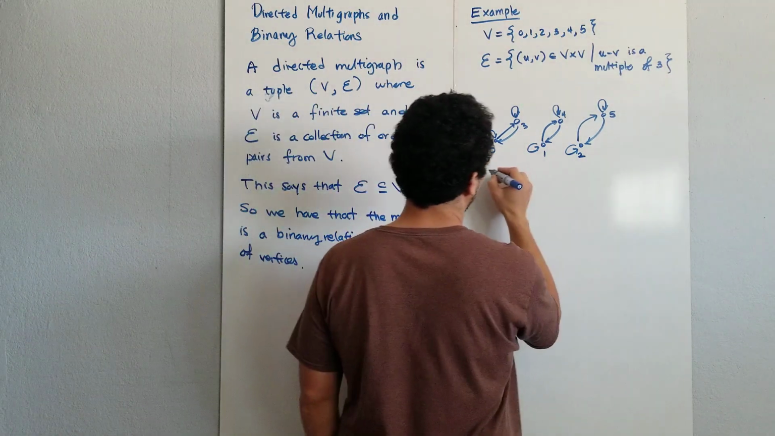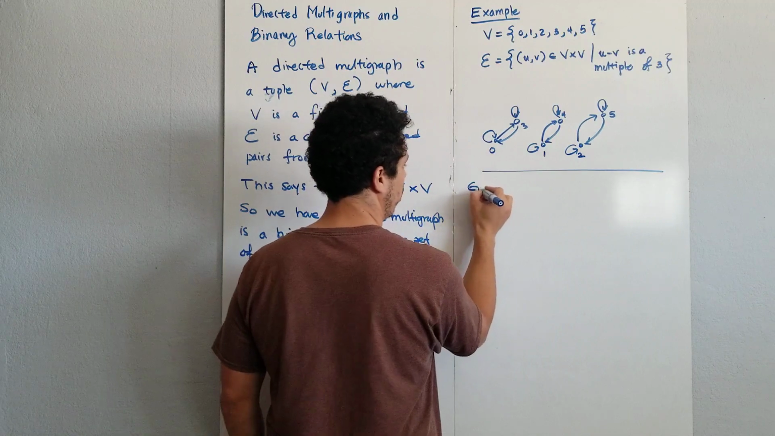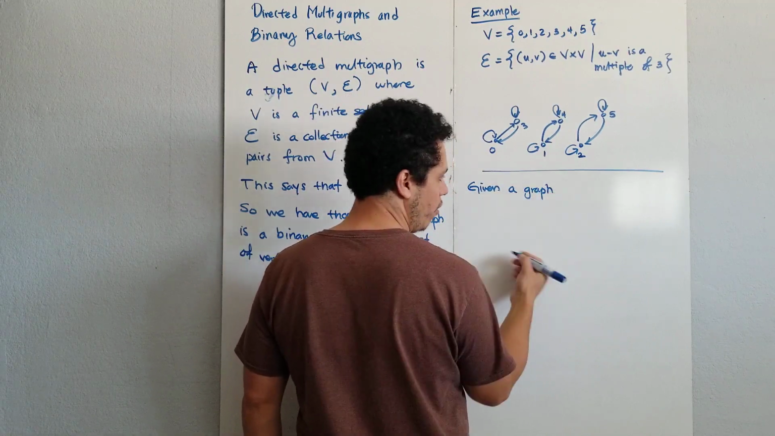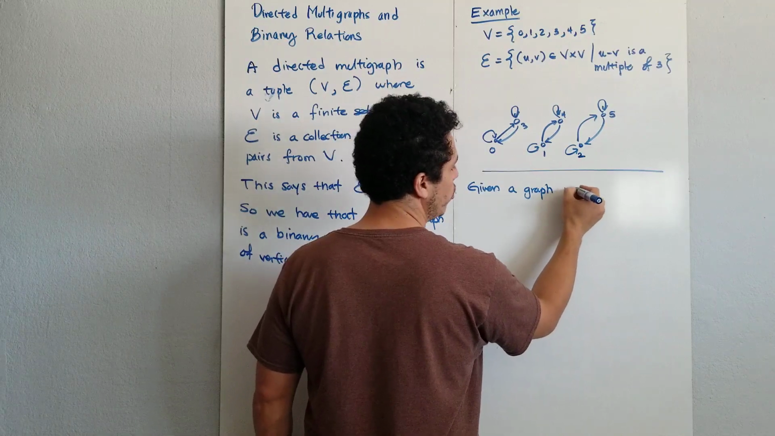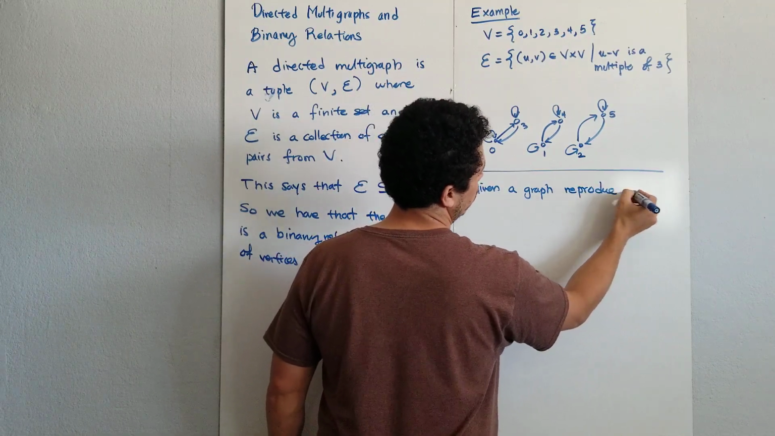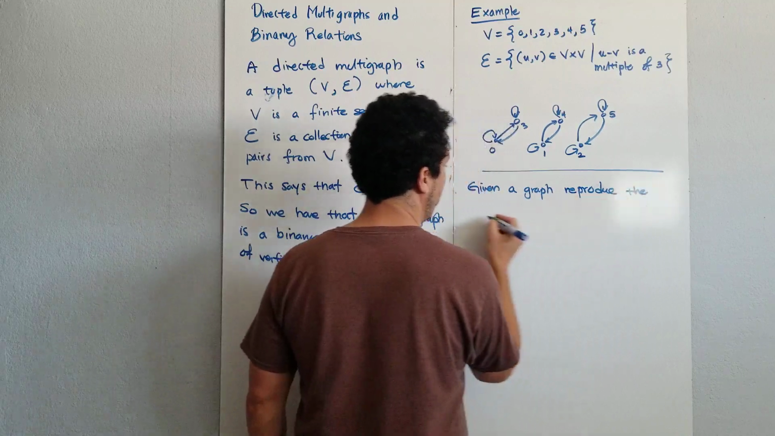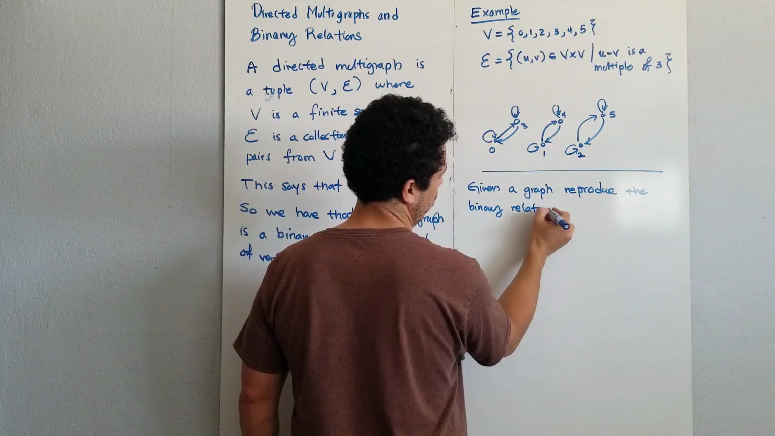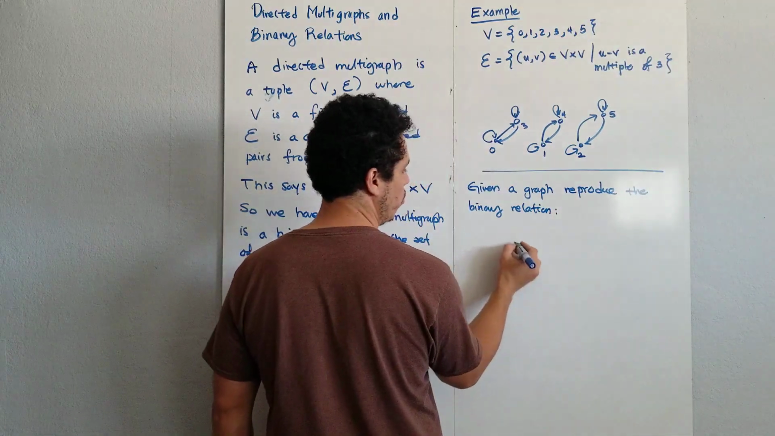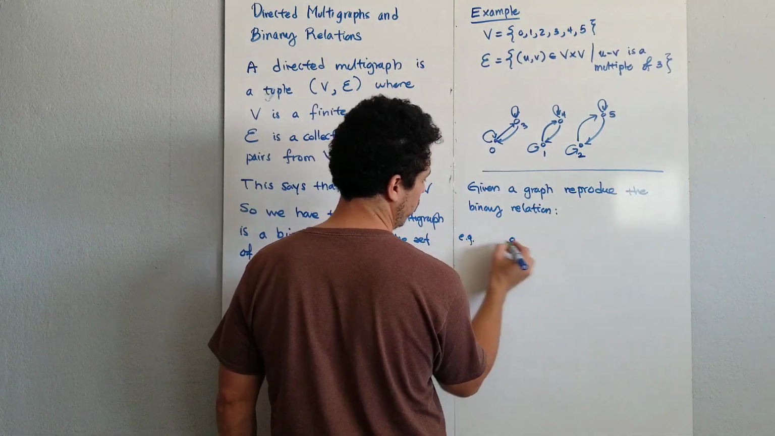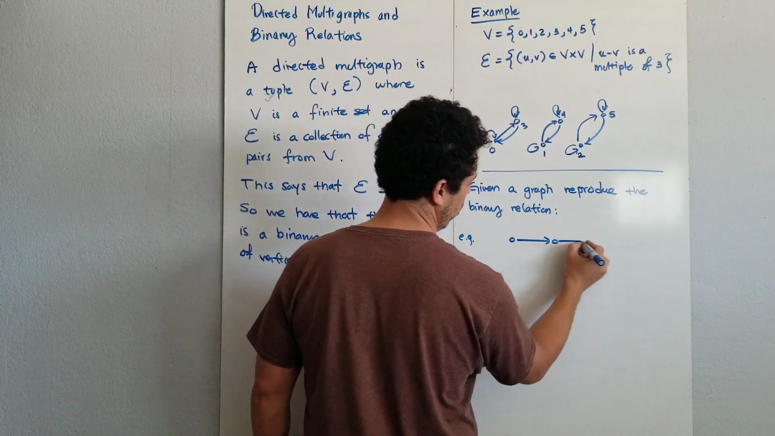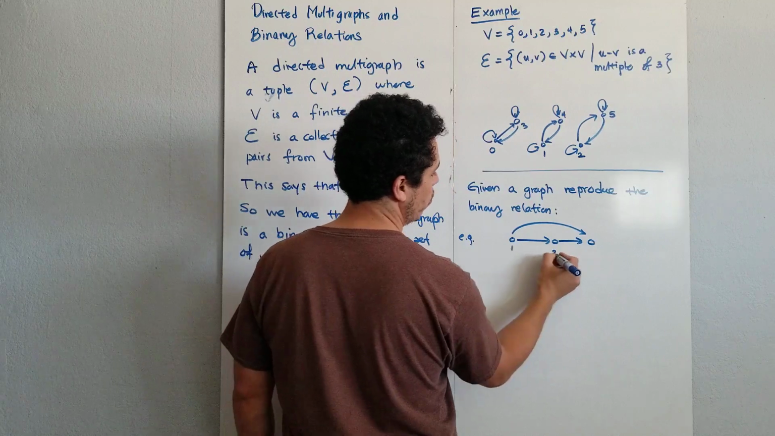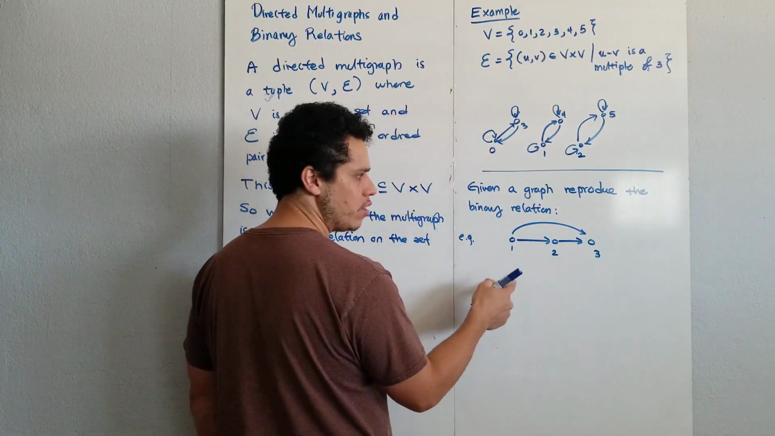And then, well, we can just do the same thing, right? If we're given a graph, a multigraph, we want to reproduce the binary relation. Well, how so? Well, take this example. Well, what is the associated set here?